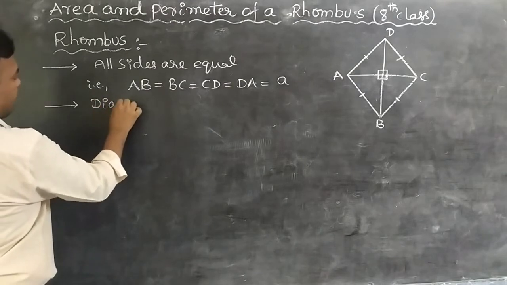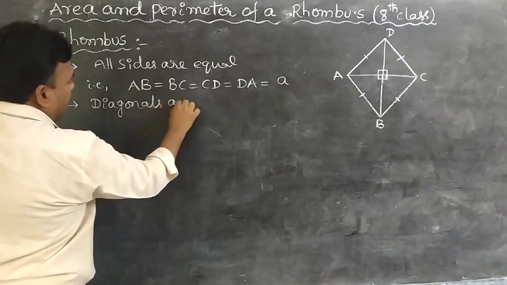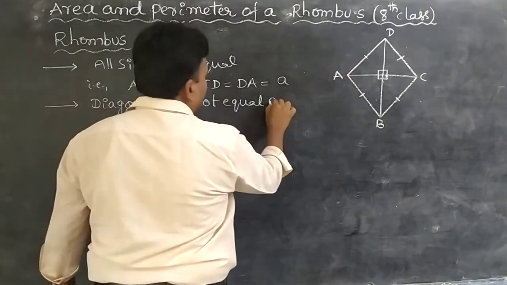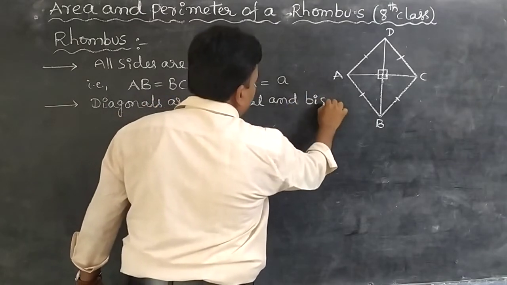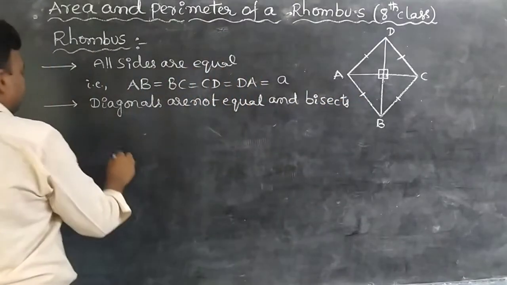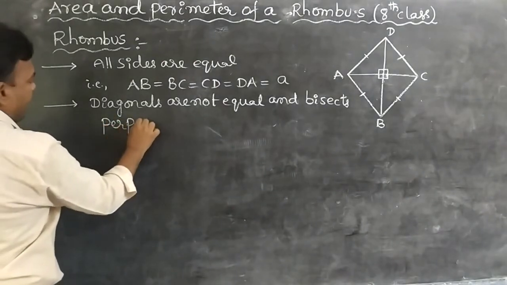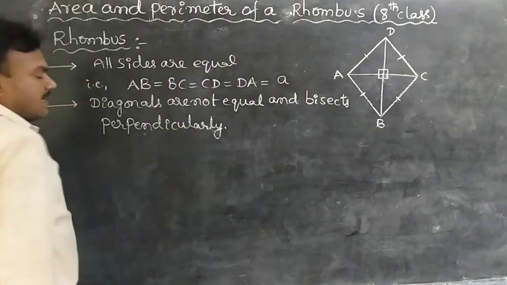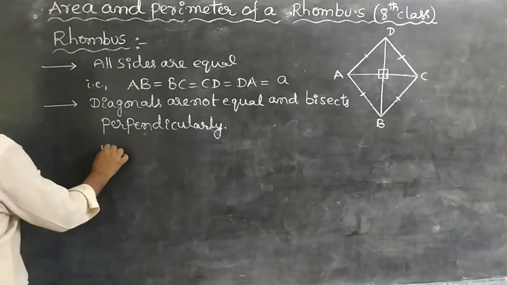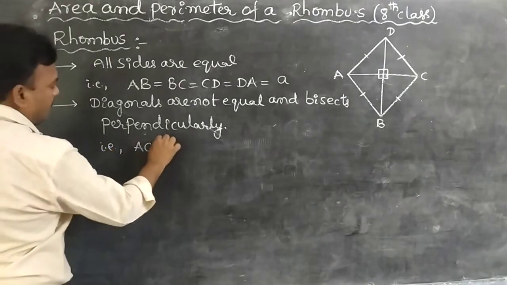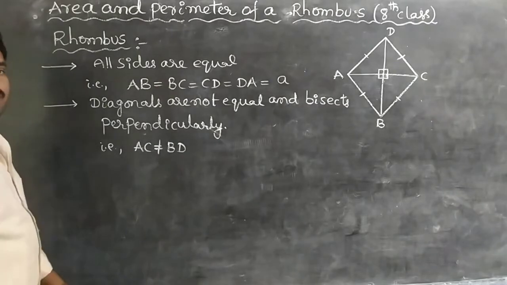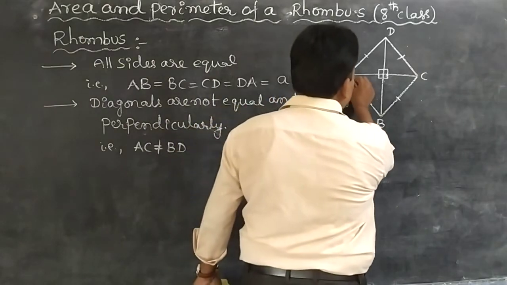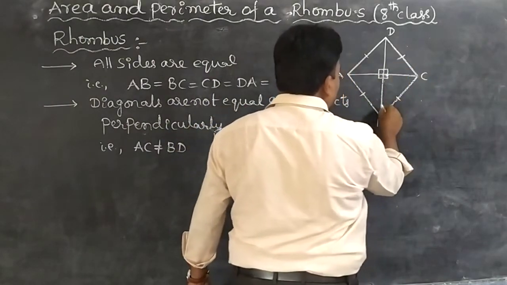Diagonals are not equal and bisect perpendicularly. Observe, students: AC is not equal to BD. That means we take the lengths of the diagonals separately. Let me consider AC equal to D1 and BD equal to D2.